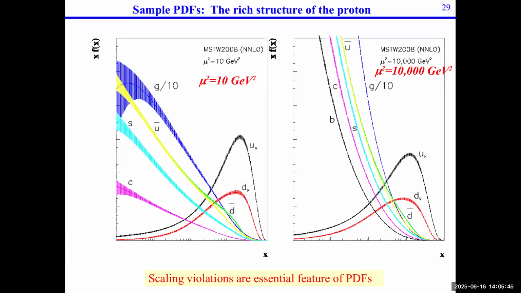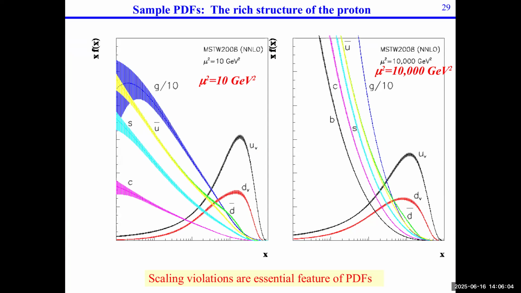But here's the rich structure of the proton. The up, the down, and the up valence is about twice the down valence because there are 2 up for every down. And then if you go to low momentum fraction, the U bar, the S, all these things start going up. And here's the gluon. I had to divide that by 10 just to get that in the picture.